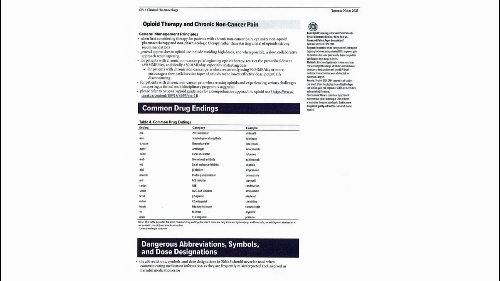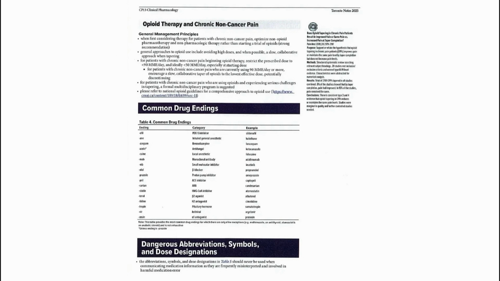The tapering schedule should always be individualized according to the duration of opioid therapy, patient's preference, withdrawal symptoms, functional status, and pain control. Patients who experience major difficulties during opioid tapering may benefit from a formal multidisciplinary pain management program involving physicians, pharmacists, psychologists, physiotherapists, and pain specialists. This team-based approach addresses both physical and psychological aspects of chronic pain.